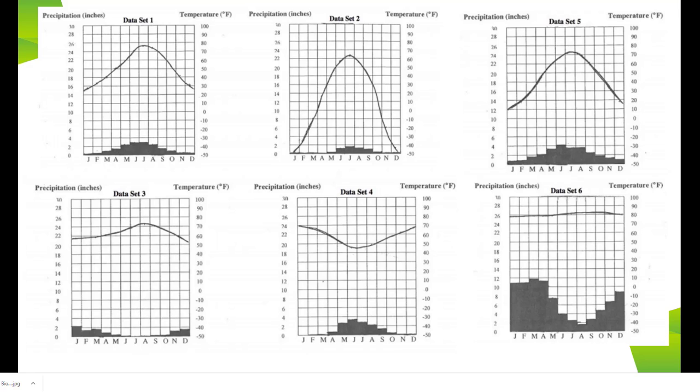So here I have 6 different climate graphs. Notice on these climate graphs, we have precipitation on the left and temperature on the right.